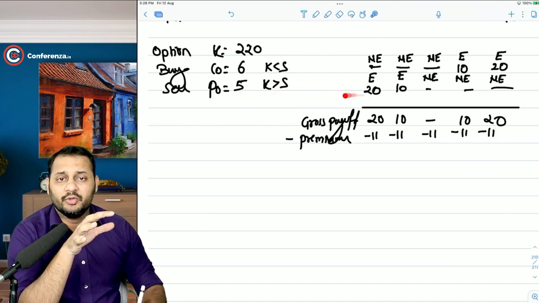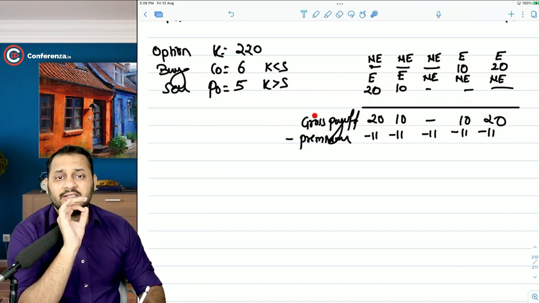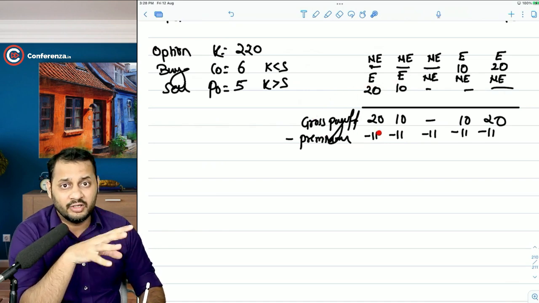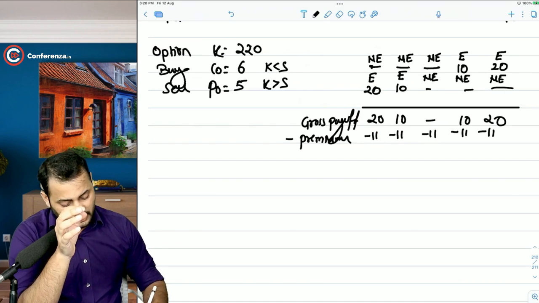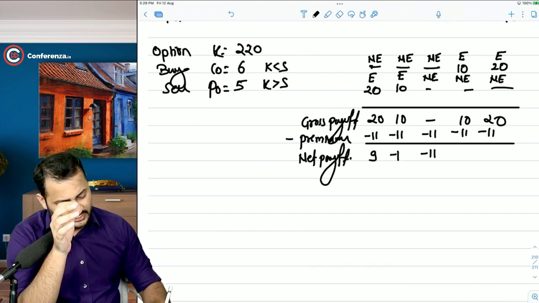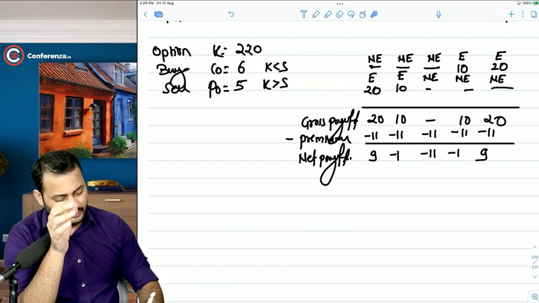So whatever you do at the expiry is nothing related to the premium. The premium once gone is gone. Now you can calculate the net payoff. This is called the net payoff. That is the net profit. 9 minus 1 minus 11 minus 1, 9.